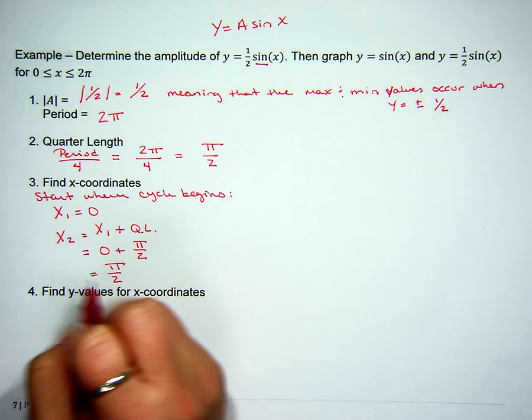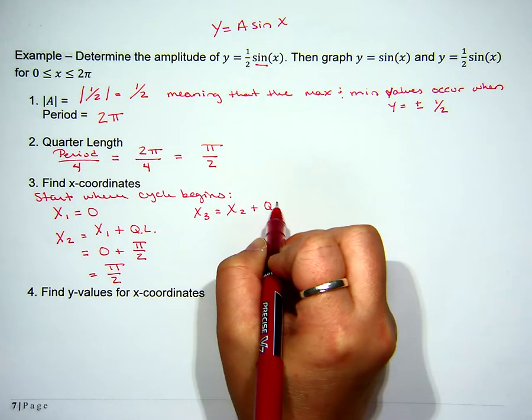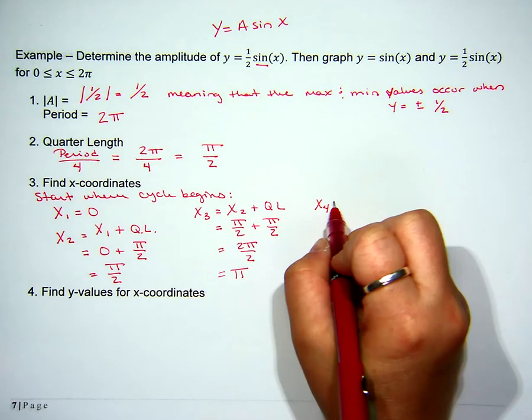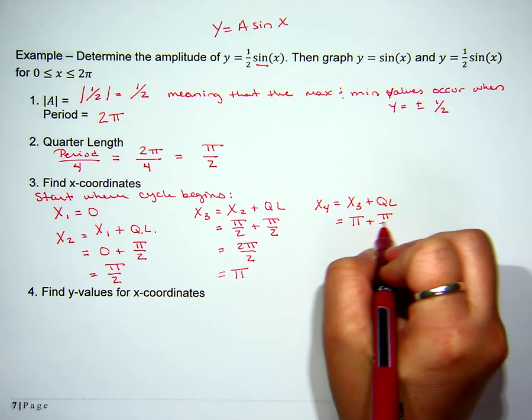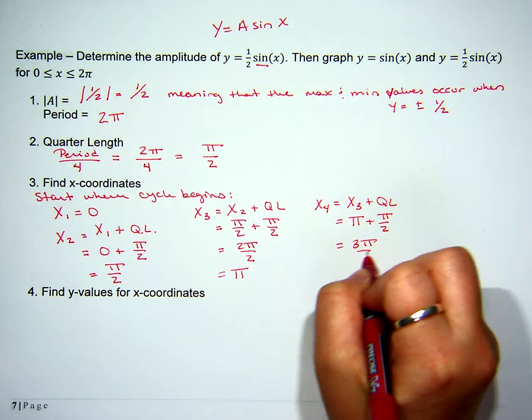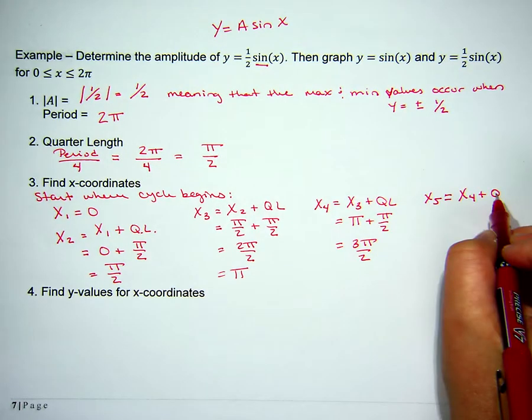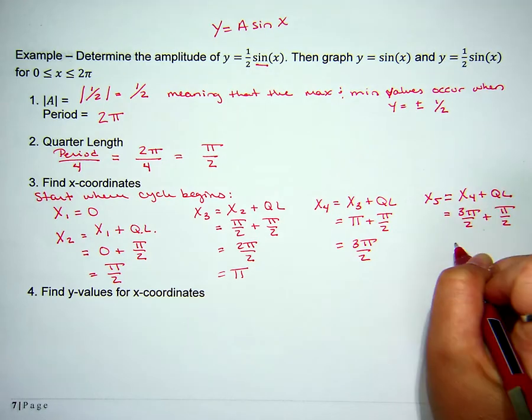x3 is the one before it plus its quarter length, which means it's pi over 2 plus pi over 2, or 2 pi over 2, which will give you pi. The fourth point is the one before it plus its quarter length, so it's pi plus pi over 2, which will give you 3 pi over 2. The last key point, because there's only 5 of them, is the one before it plus the quarter length, which will give you 3 pi over 2 plus pi over 2, which will give you 4 pi over 2, or 2 pi.